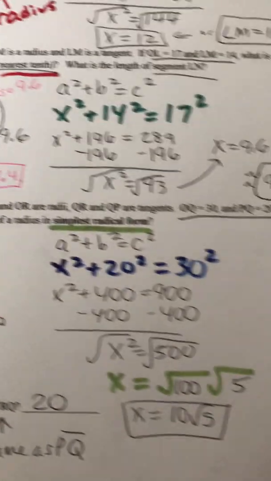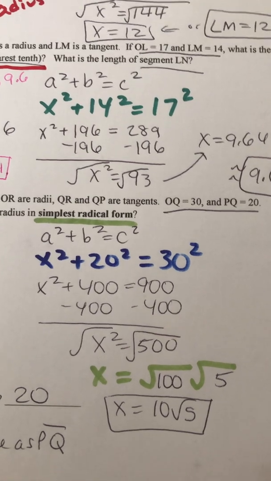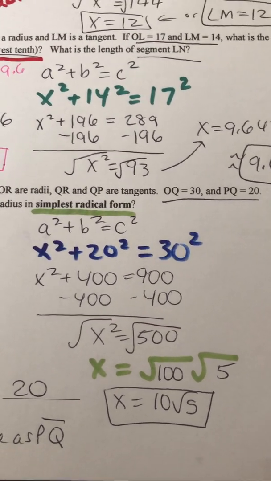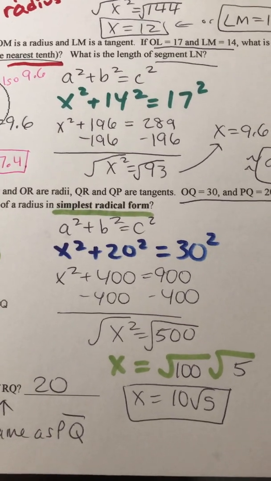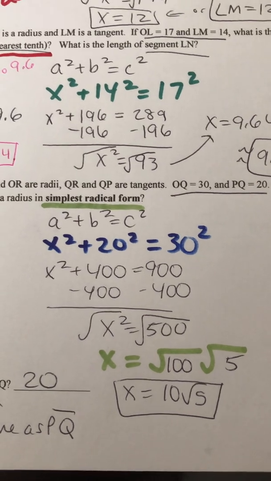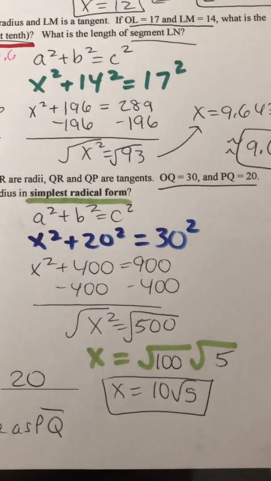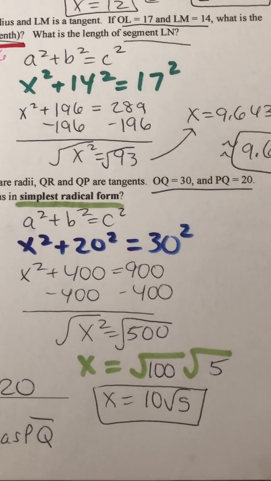Pythagorean theorem again. X squared plus 20 squared equals 30 squared. Look at that 400, look at the 900. Subtract 400 from both sides, you get x squared is equal to 500, and you want to square root both sides. Because they want simplest radical form, we have to think of what perfect square goes into 500. The double zeros are a nice clue to think of 100. 100 goes into 500. 500 divided by 100 is 5.